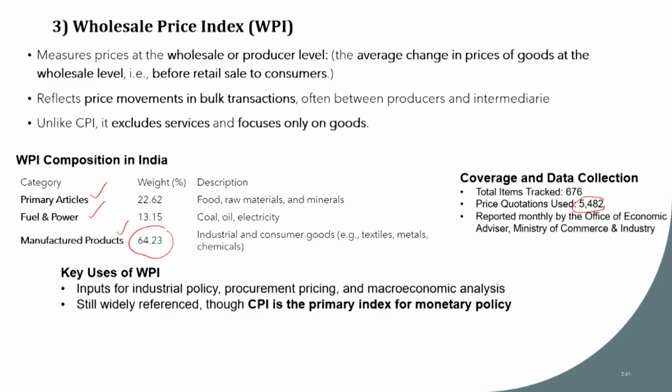Some of the key uses of the wholesale price index is that it is one of the main inputs for industrial policy, procurement pricing, and macroeconomic analysis, and it is still widely referenced, though CPI is the primary index for monetary policy. Shortly, in the next session, we will discuss CPI. Initially we used the wholesale price index as the main measure of inflation, but recently we have shifted to CPI as the primary index for monetary policy and other economic policy making. However, the wholesale price index is still useful on these grounds.